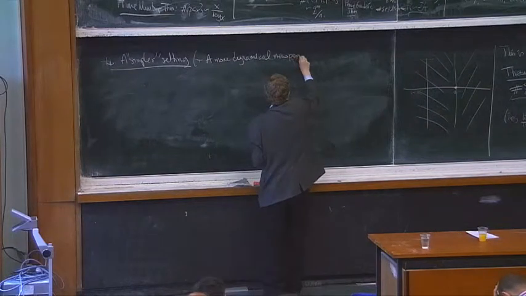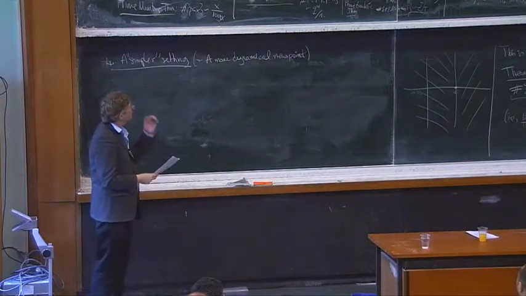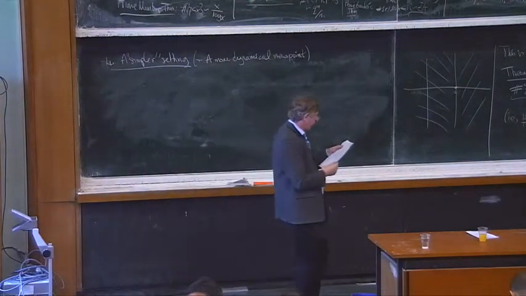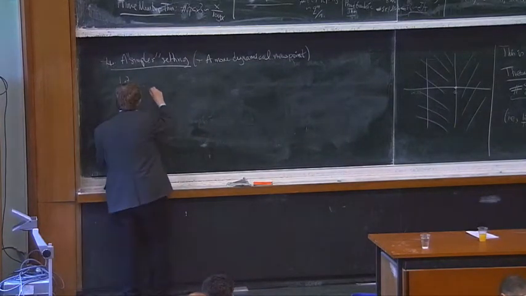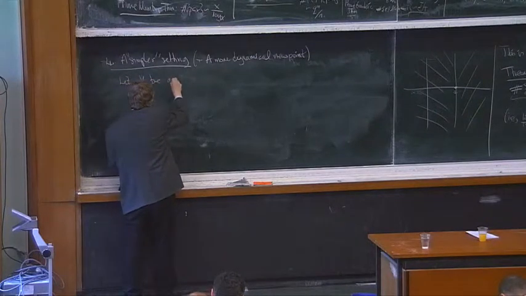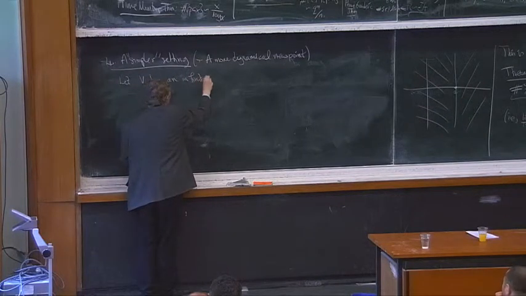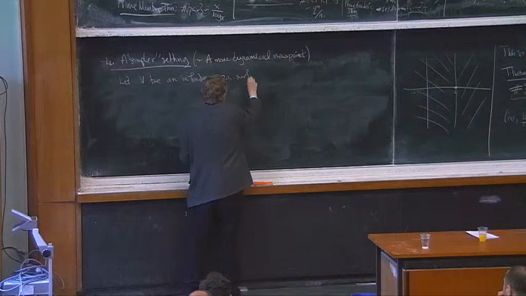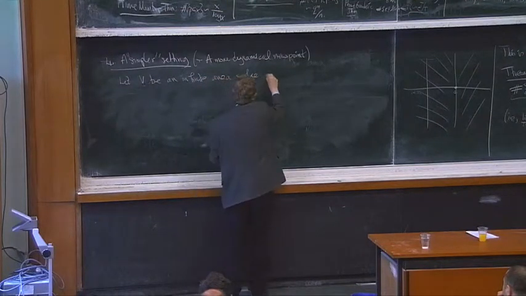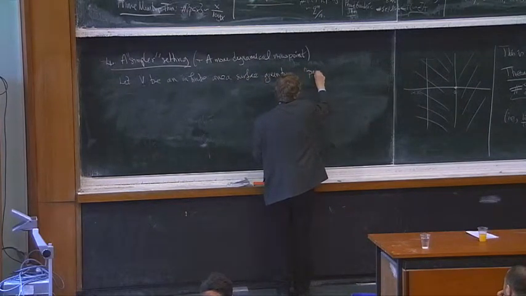So let's just think about the definition of the Selberg zeta function for a given surface. And now I want to look at the following. I'll assume that V is an infinite area surface given by a pair of pants.